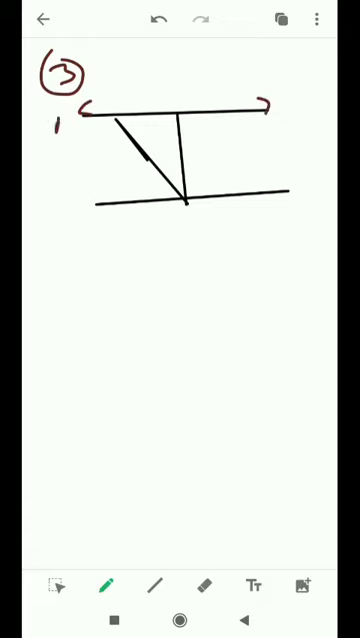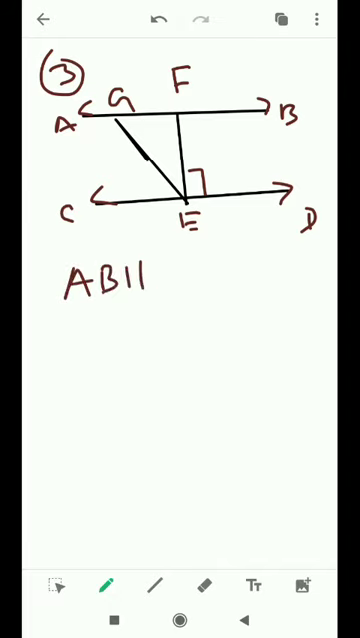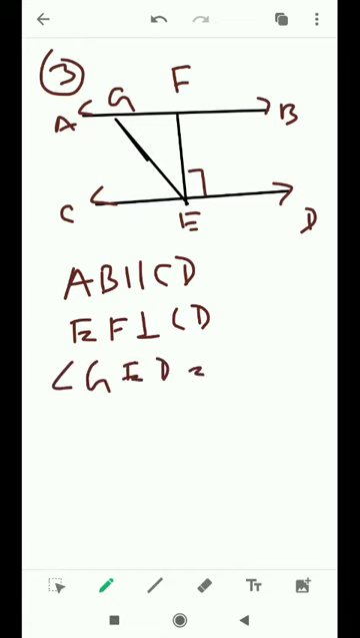This one is AB, this line is CD, then this one is F, E, and this point is B. So here given that AB parallel CD, and given EF is perpendicular to CD, angle ZED is given, that one is 126 degrees, and now we need to find all these angles.